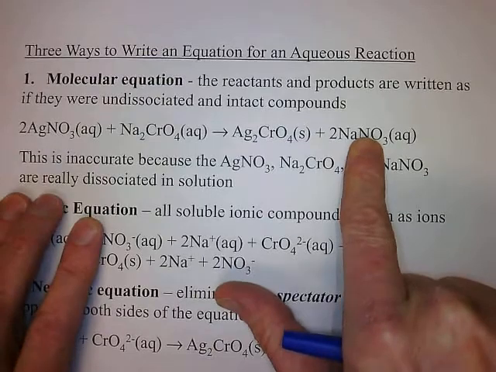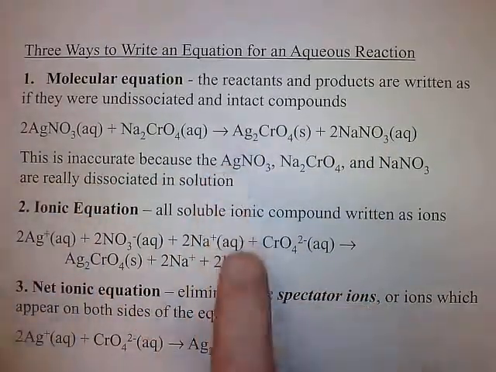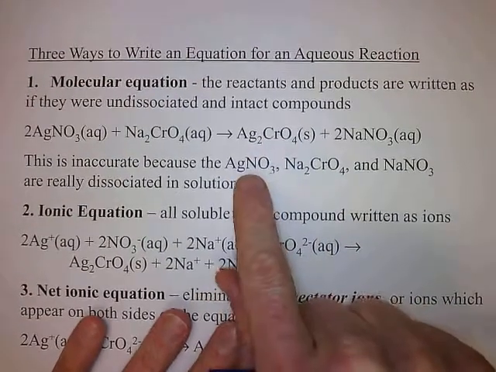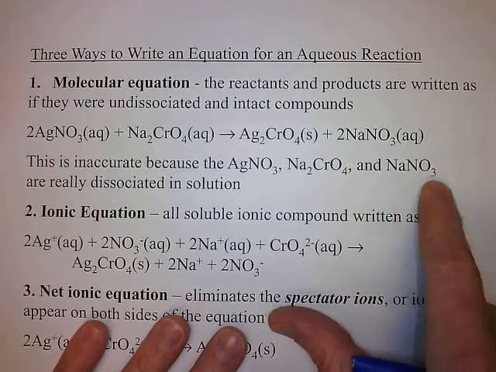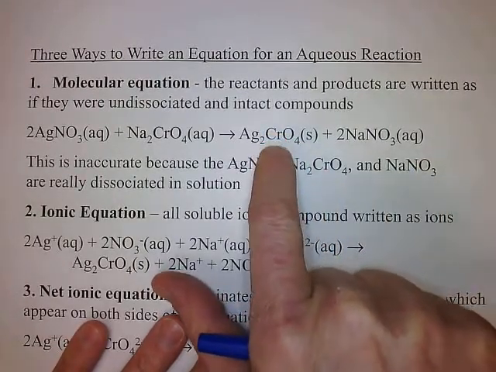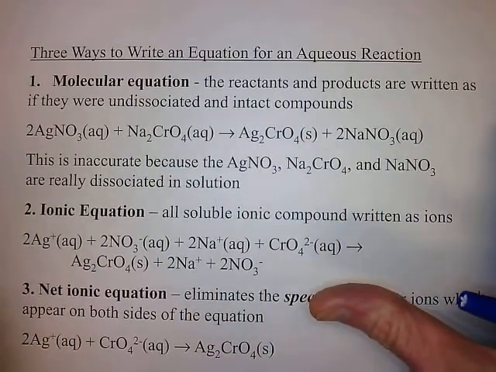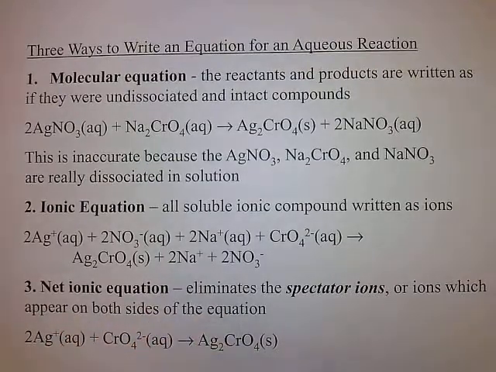Okay? So this is inaccurate, because we know that anything that's soluble is dissociated into ions. The silver nitrate, the sodium chromate, the sodium nitrate, everything but the solid is dissociated into ions. But that's the way we write it in a molecular equation.